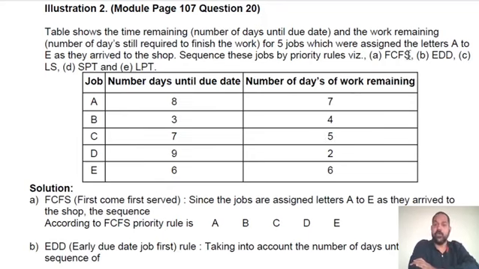For the 5 jobs which are assigned the letters A to E as they arrived to the shop. So this A to E is as they arrived to the shop. As and how the jobs arrived to the shop, I gave them names A to E. Sequence these jobs by priority rules, namely FCFS, which is first come first serve, EDD, which is earliest due date, LS, which is something called least slack. I will tell you what that is. SPT, which is shortest processing time, and LPT, which is longest processing time.